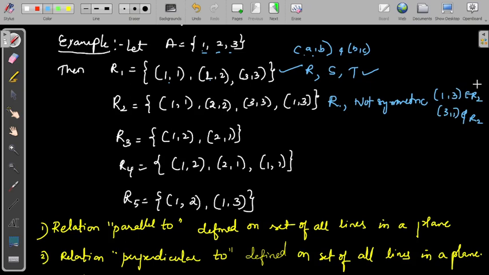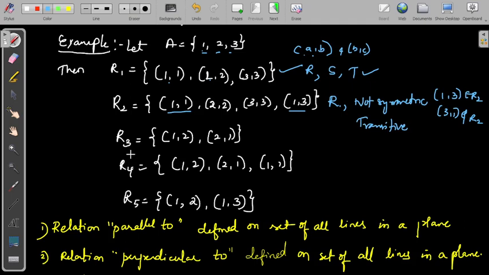Then you have to check for transitivity. The transitivity means 1 comma 1, then 1 comma 3, 1 comma 3. It is already there. Then 2 comma 2, there is no ordered pair starting with 2 comma 2. You can leave it. 3 comma 3, there is no ordered pair starting with 3 comma 3. You can leave. Then 1 comma 3 and 3 comma 3, that gives you again 1 comma 3, which is there in the given relation R2. There it becomes transitive. So this is reflexive and transitive, but not symmetric.